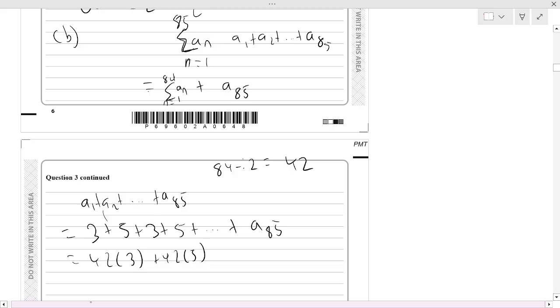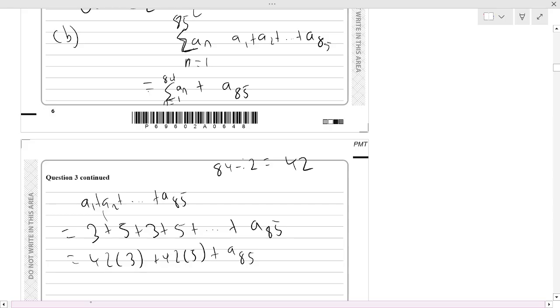Because there's the same amount of 3s and 5s. So if you divide by 2, then it has to be the same amount. And then I said at the end we have this a85 that we just add on at the end. So that's all good, but we now need to work out what a85 is.